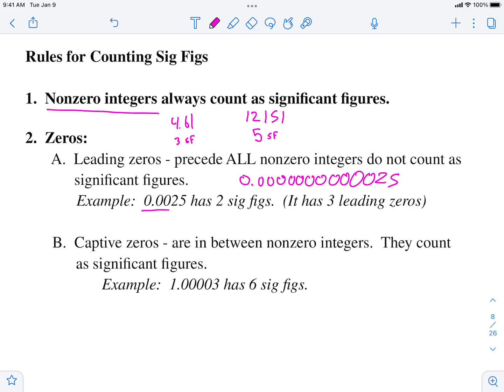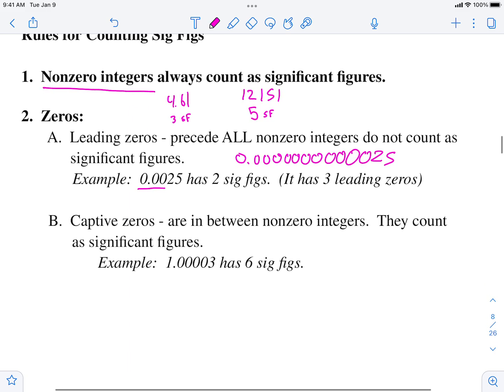To give you an idea, leading zeros tell you what scale you're working on, but they're not actually something that's measured. Meaning how big or how small of a scale you're working on. All right, so those are leading zeros.